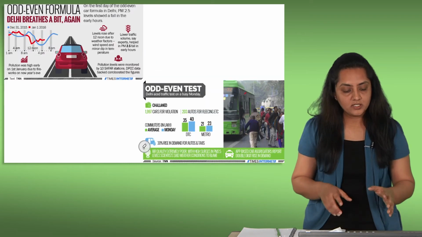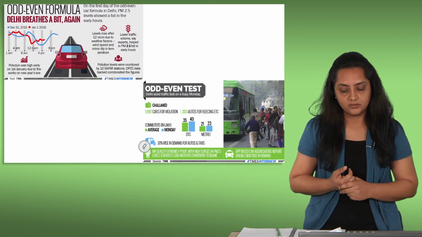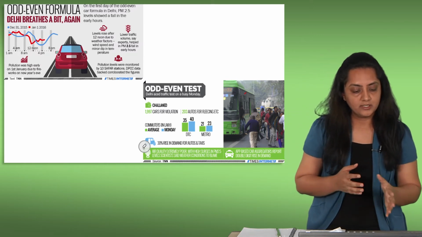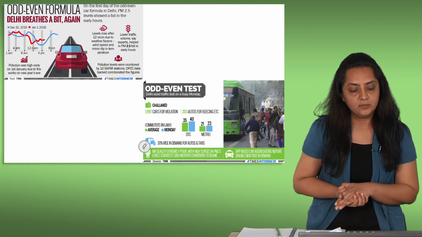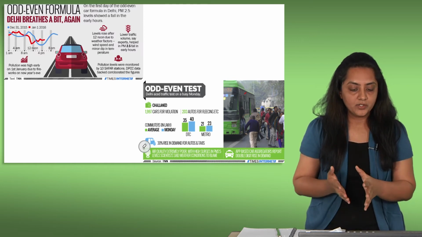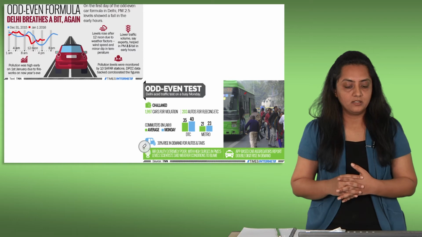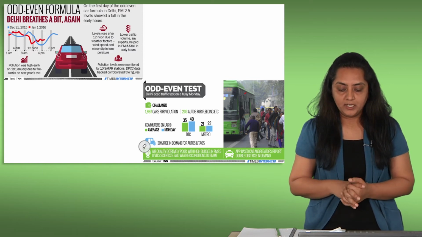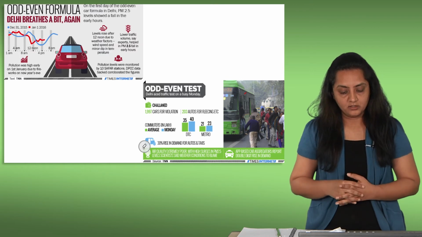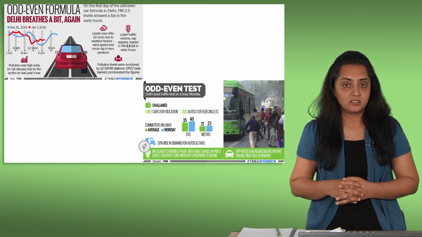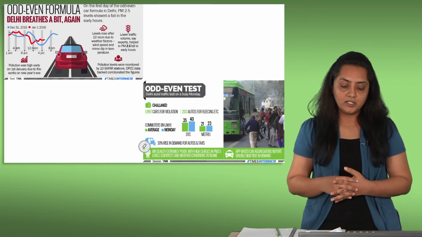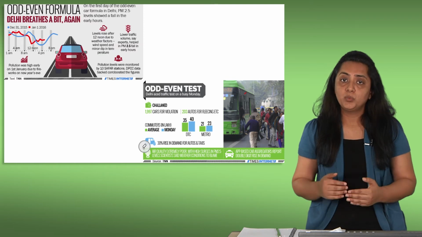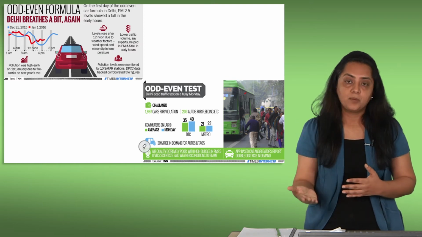So this is the odd even formula which was implemented in Delhi and which has shown really good results. They say that after implementing this, Delhi breathes a bit again, and there's lower traffic volume, and experts say it helped in lowering the PM2.5 levels in the early hours. And again, a test was done to see what other impacts it had, and it led to a 30% rise in the demand for autos and taxis, which means people were moving towards public transport.